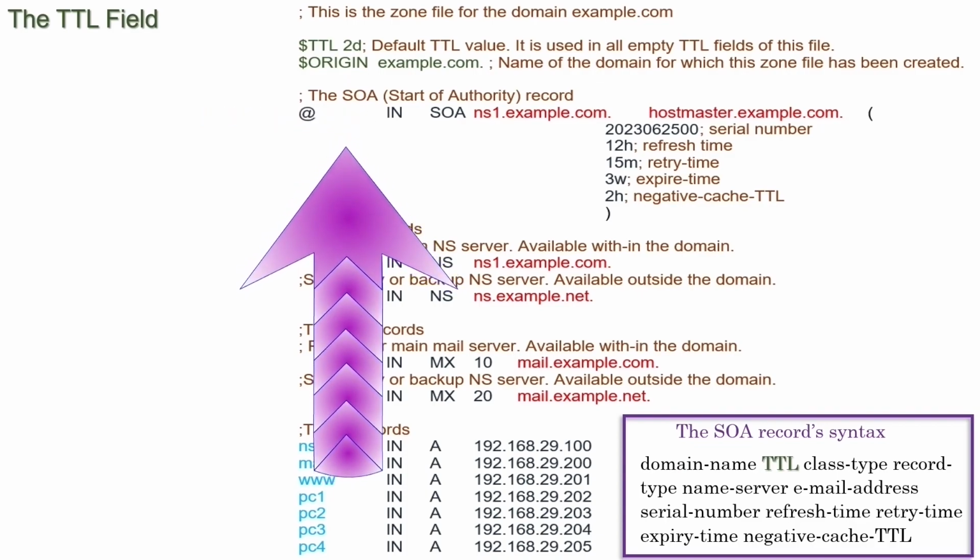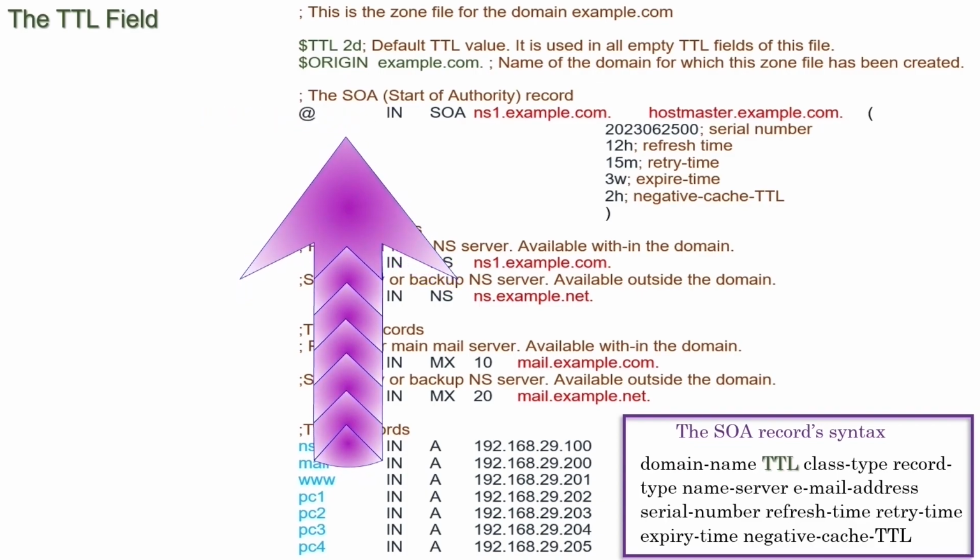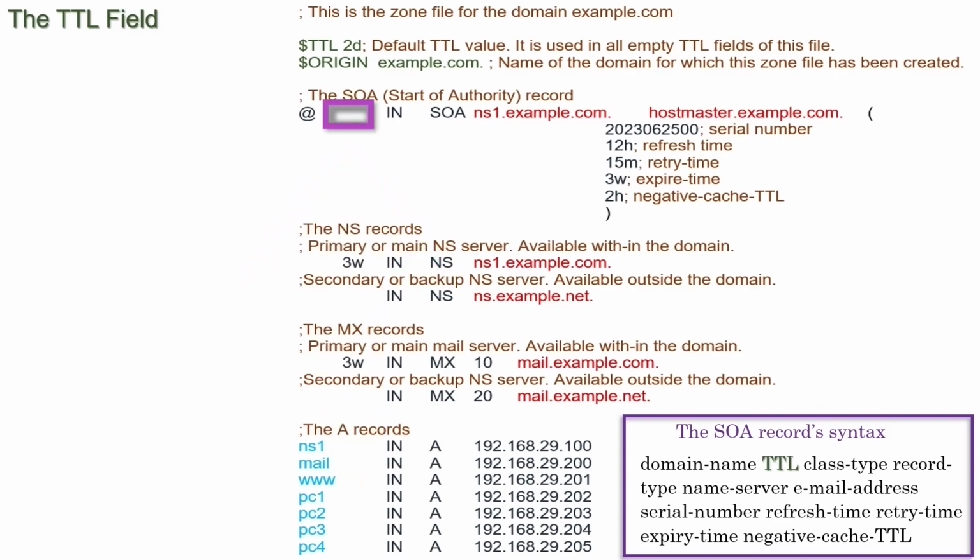This field defines the time for which other name servers or resolver systems can cache this record. If we leave this field empty, DNS uses the default value defined in the time to live directive.